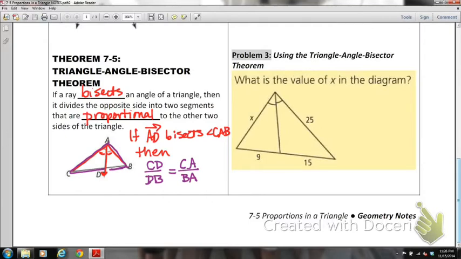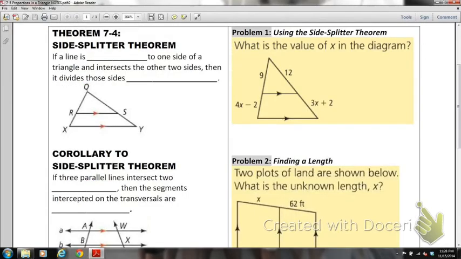So let's look at some examples that use these theorems. In problem 1, it's asking what the value of x is in the diagram. So we can see that this is using the side splitter theorem because it has the parallel markings. It says that if a line's parallel to one side of a triangle and intersects the other two sides, then it's going to divide them proportionally.